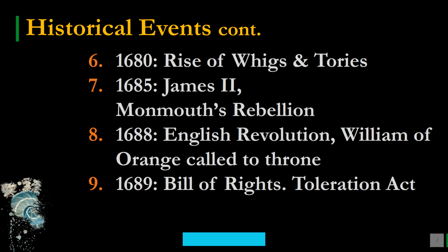Next, we have 1689 Bill of Rights or Toleration Act. Now, in this Bill of Rights, people talked about their own rights, and the rights of worship was provided to people through this Bill of Rights, and the rules of taxation were also made smooth for people. There was a thing given to Parliament, that without Parliament no taxation is fixed. So the consent of Parliament was made mandatory in this Bill of Rights.